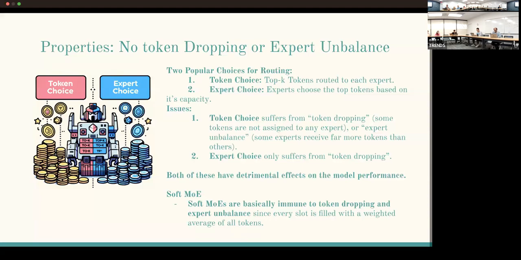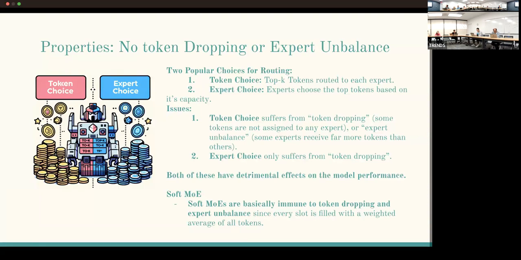For the two popular choices, there are some issues. Token choice suffers from token dropping, where you would have more tokens trying to go to each of the experts, and the buffers would be full. So you would only have the highest scored tokens going to each of the experts. Also, there might be imbalance, where many of the tokens from the batch would try to go to the same experts, and the buffer would already be full, and the rest of the tokens would be dropped. So this would obviously have detrimental effects on the model performance. Token choice had those issues.